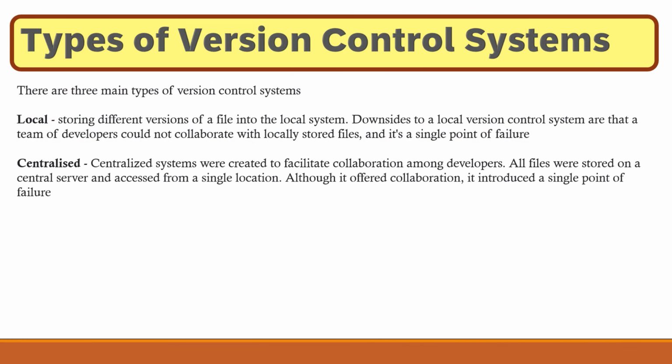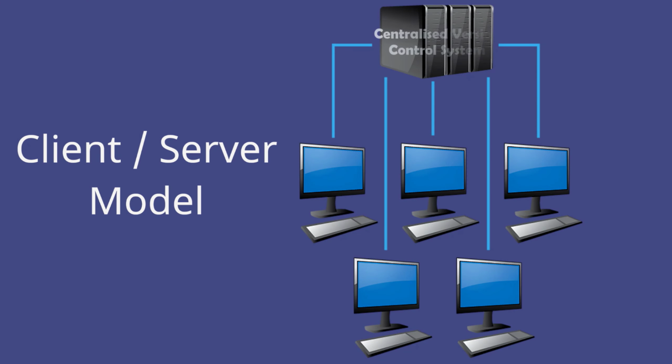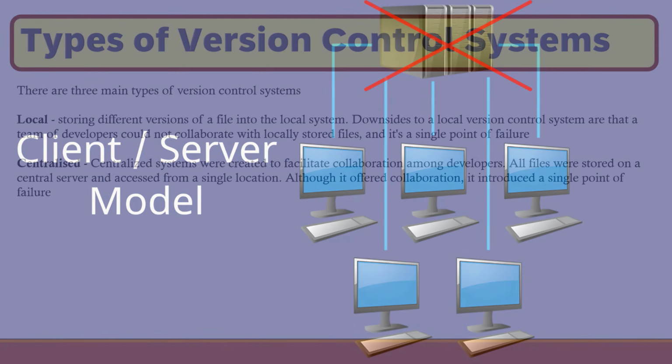Then there's centralized. Centralized systems were created to facilitate collaboration amongst developers. All files were stored on a central server and accessed from a single location, but this also introduced a single point of failure. If the server or group of servers became unavailable, whether due to server downtime, maintenance, or connection issues, access to files would be interrupted.